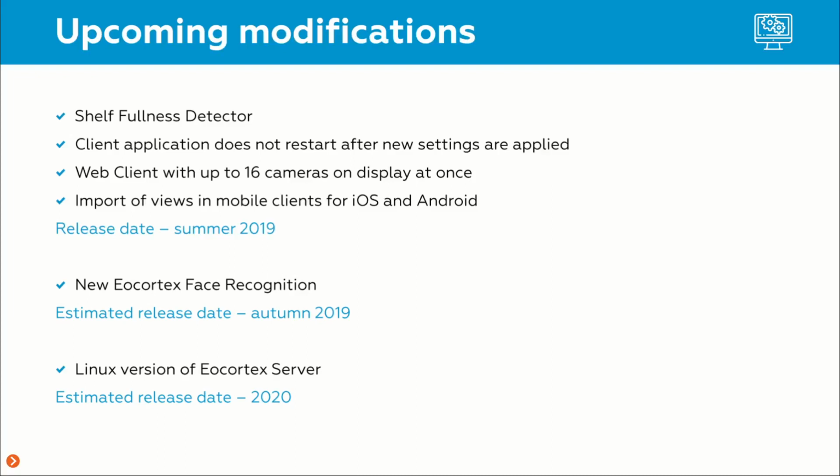So the next function is a web client with up to 16 cameras on display at once. We actually have a web client, I'm sure many of you already know, but the current web client only supports up to 5 cameras to be displayed at once. And currently, we've been able to achieve 3 times that number. The new web client will be able to display 16 cameras at once and will put less load on your system at the same time.